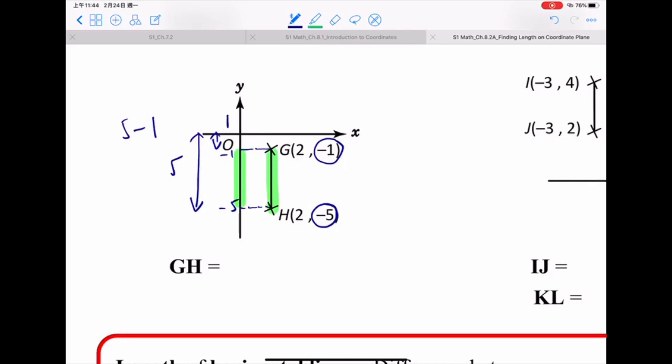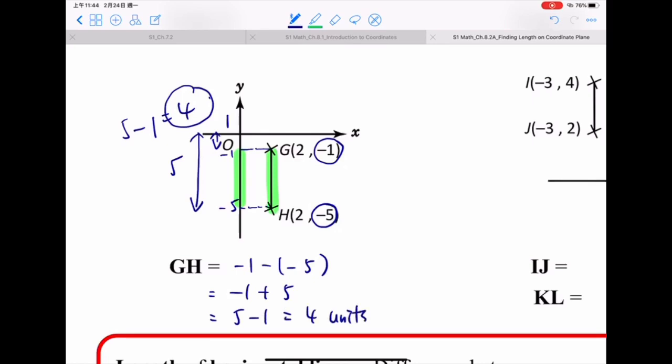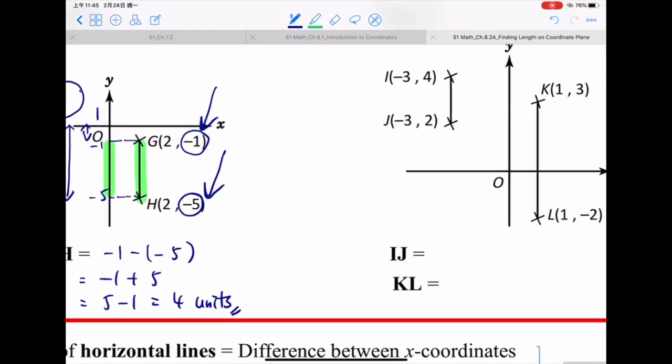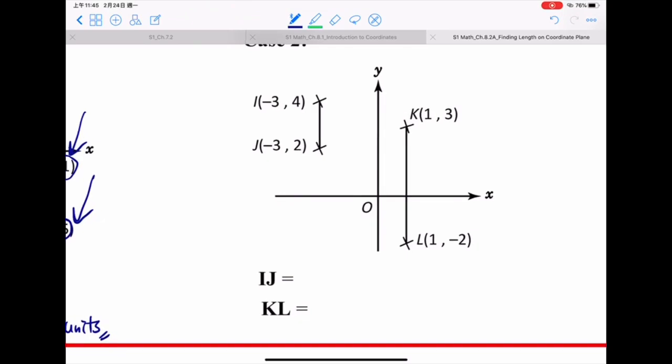Alright, so let's see if we still use the same way to get the same answer. This one should be equal to 4. So -1 is larger, so -1 minus -5, plus 5. So 5 minus 1, oh yes, this is equal to 4. So we still can use the same way, but this time we are working on y coordinates. Actually, just the two different coordinates. Last one, IJ. Here 4 and 2. So longer one 4, shorter one 2. So 4 minus 2. So IJ is 4 minus 2, 2 units.